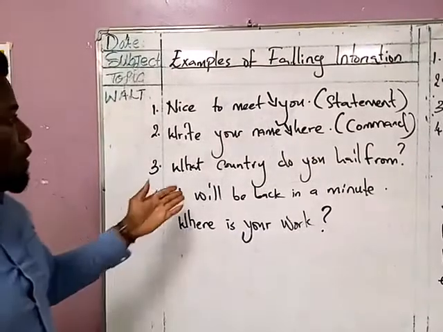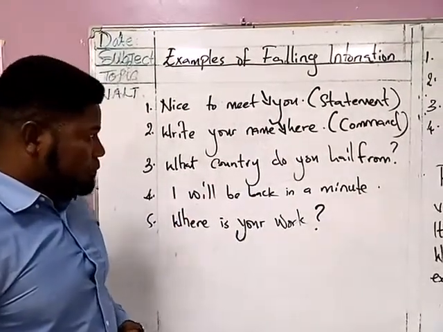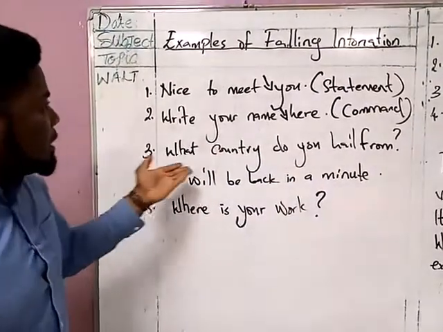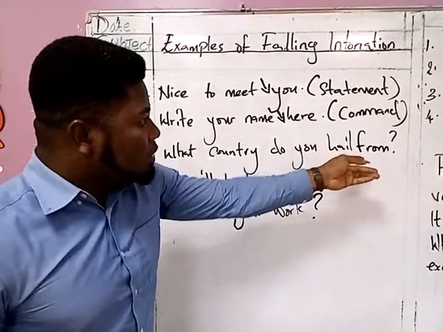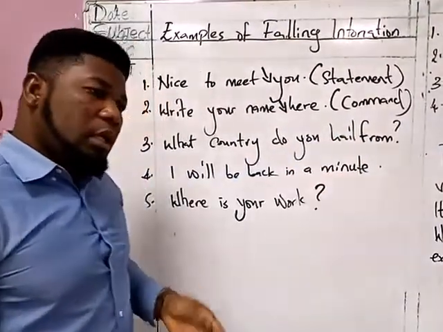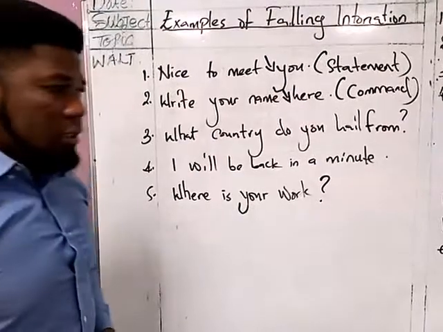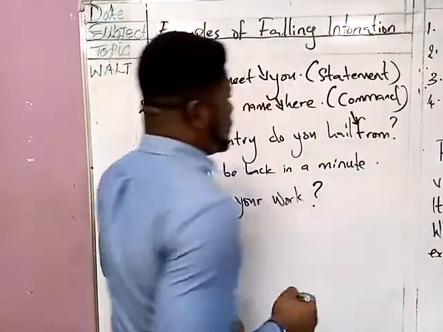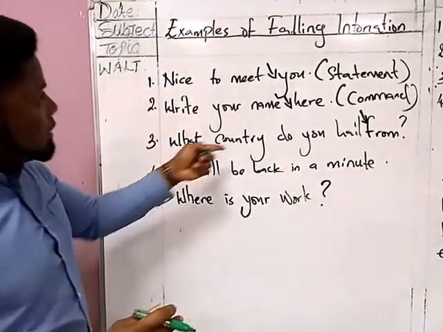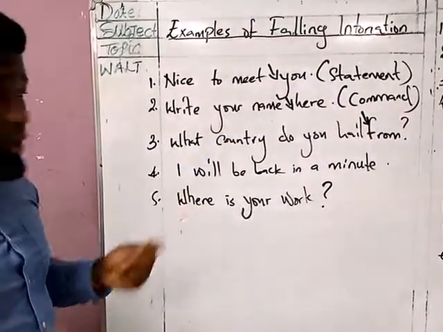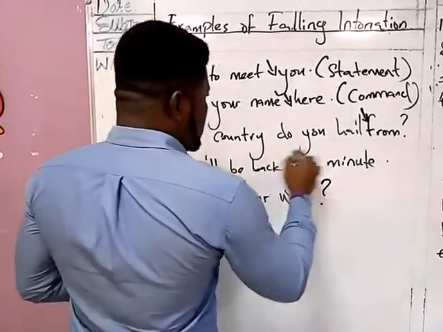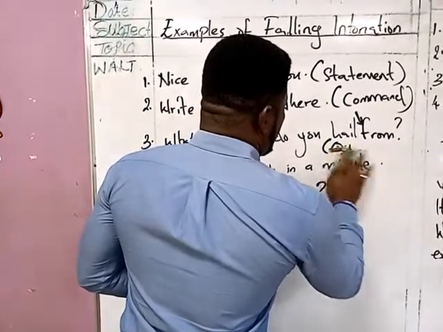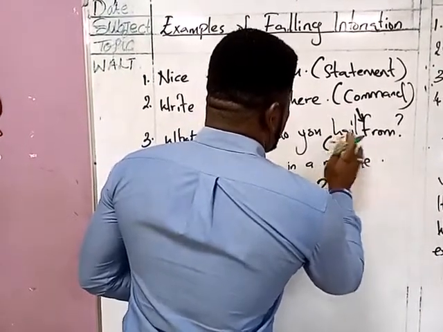Three, what country do you hail from? You can see as the sentence progresses towards the end, at the tail end, the word from went down in its pitch. So right here is where your falling intonation belongs. As the sentence implies, it is a question. So this can be classified as a question.